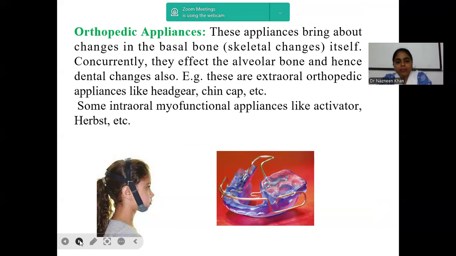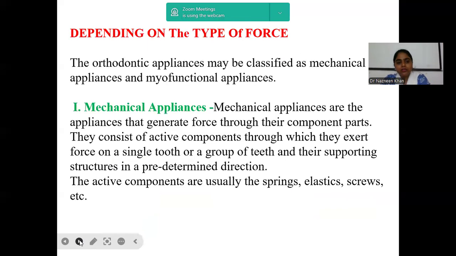Various types of orthopedic appliances are available. The most commonly used in our clinical practice is the headgear, chin cup. Some intraoral myofunctional appliances are the activator, Harvold. Depending on the type of forces, orthodontic appliances may be classified as mechanical appliances and myofunctional appliances.